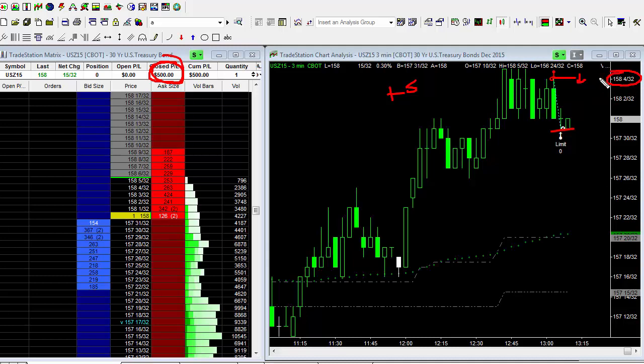Okay, 158. If I was able to get one off at 158.08, that would have brought my average price to 158.06, which is a daily pivot. Okay, so hope that helps. All right, let's see if we can make more money today.